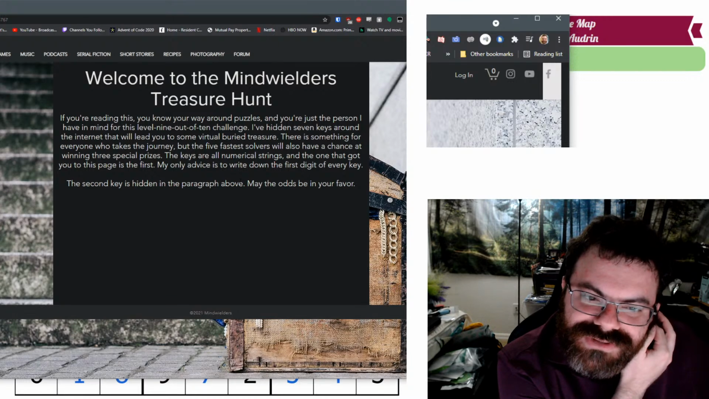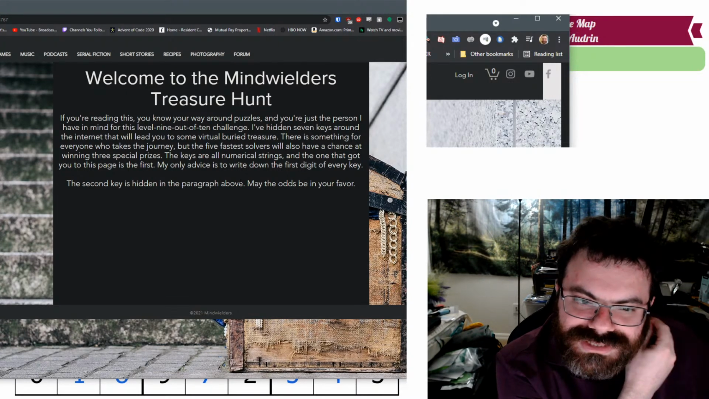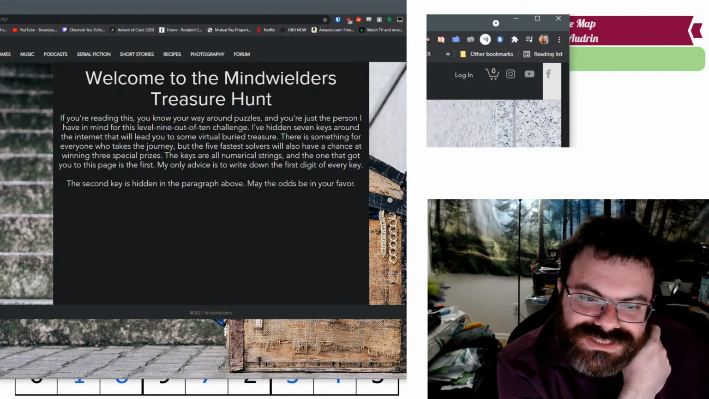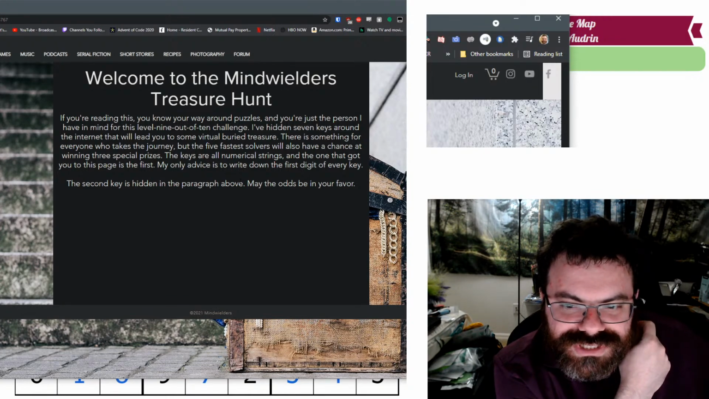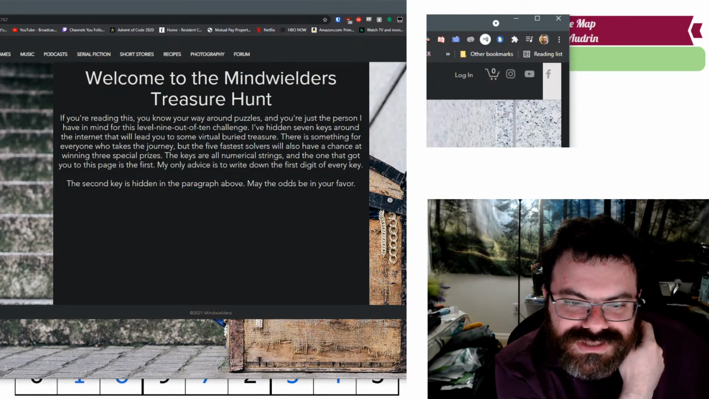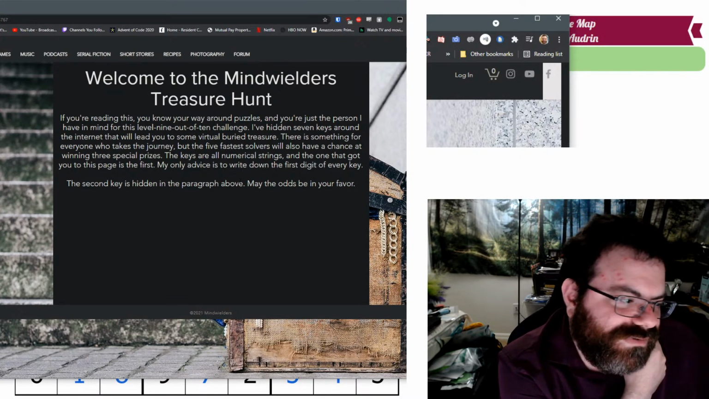I've hidden 7 keys around the internet that will lead you to some virtual buried treasure. There is something for everyone who takes the journey, but the 5 fastest solvers will also have a chance at winning 3 special prizes. The keys are all numerical strings, and the one that got you to this page is the first. My only advice is to write down the first digit of every key. The second key is hidden in the paragraph above. May the odds be in your favor.